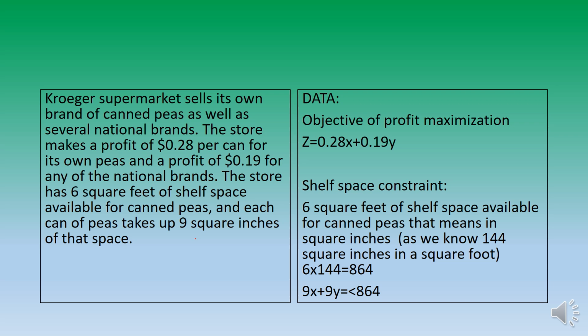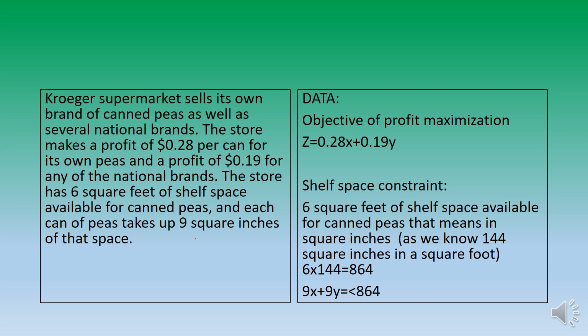So 6 square feet of shelf space available for canned peas. That means in square inches, as we know, there are 144 square inches in a square foot. So 1 square foot equals 144 square inches. We have changed the total shelf space available, 6 square feet, into square inches. That becomes 864, since 6 times 144 is 864.